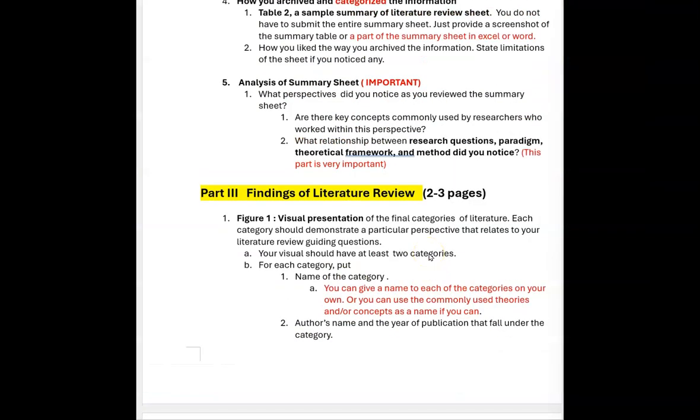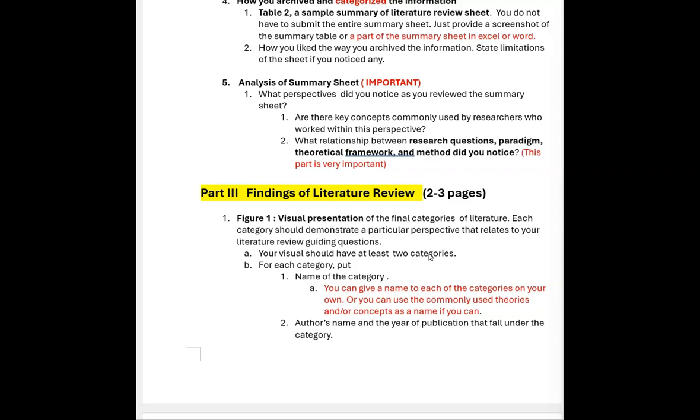After you post Table 2, a summary of literature review sheet, you will analyze the summary sheet. I want you to remember that this is the most important part of your final paper. This is a place where you can demonstrate that your literature review is not a random list of summaries of articles that are about a particular topic. You actually intentionally selected literature and interpreted those empirical studies from a particular purpose and from particular angles.